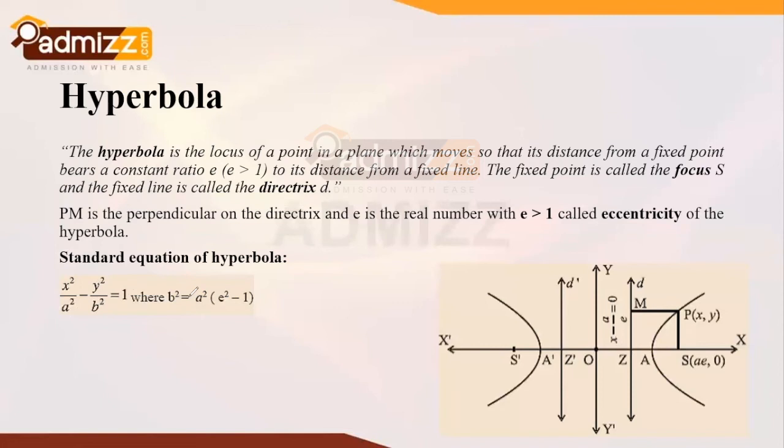a, b, and e in ellipse, that was 1 minus e square. Since the eccentricity of ellipse is less than 1, so we are taking 1 minus e square. But over here we are having the eccentricity of hyperbola as more than 1, so we will take it as e square minus 1. Okay, and then after we'll do the further process of simplification as asked in the question. So this is the key difference between hyperbola and ellipse.